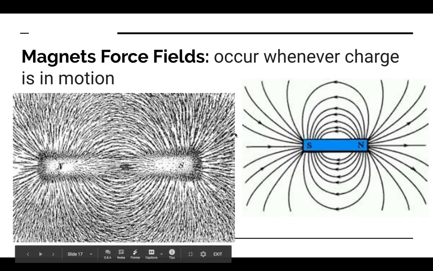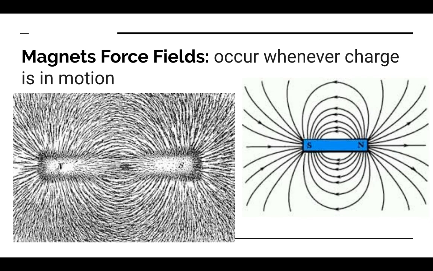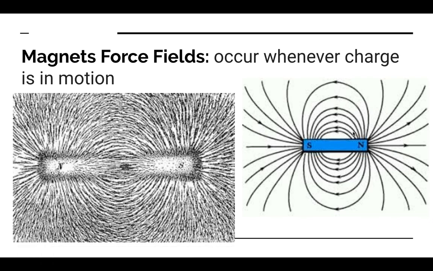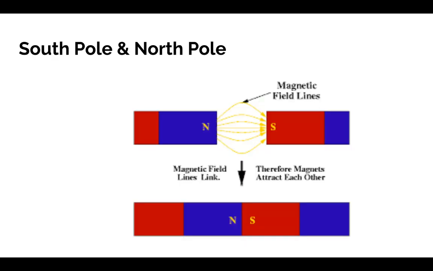So magnets have these things, they're force fields. So they occur whenever a charge is in motion. So basically what this means, if you look at these pictures, magnets have like these imaginary lines that go around them, and they show the direction in which their magnetism is being put out. So I'm going to go into that a little bit more.